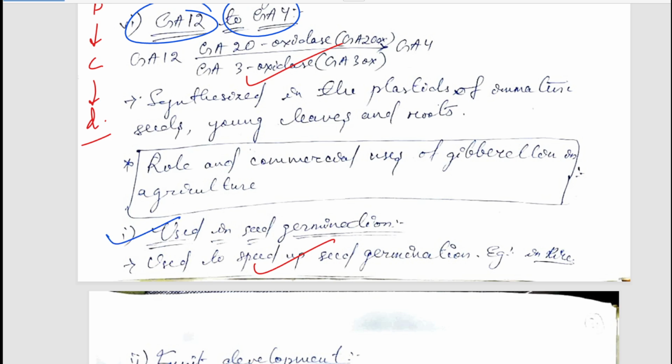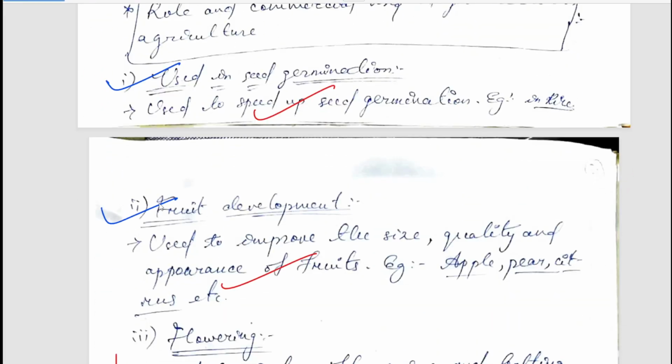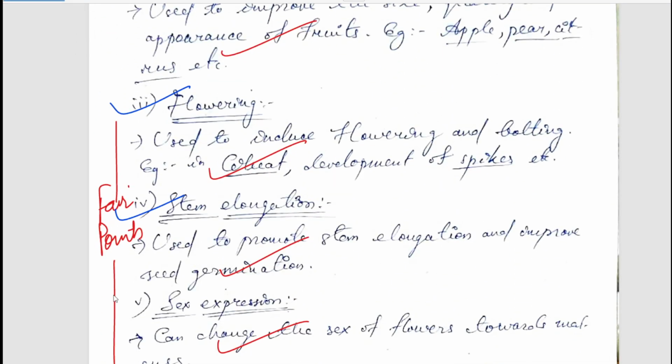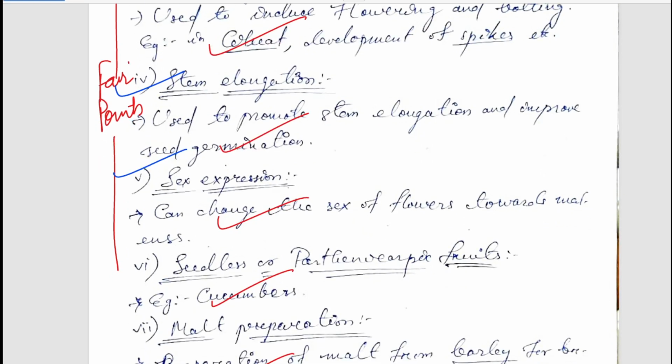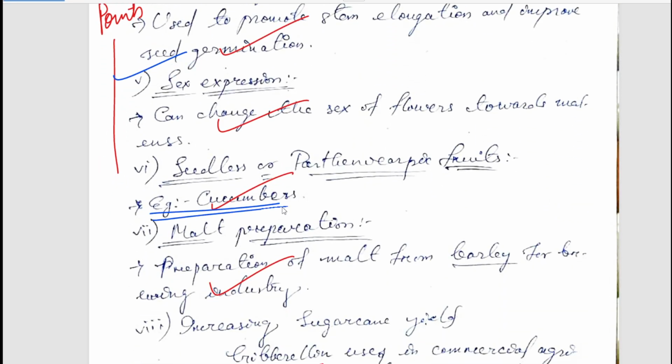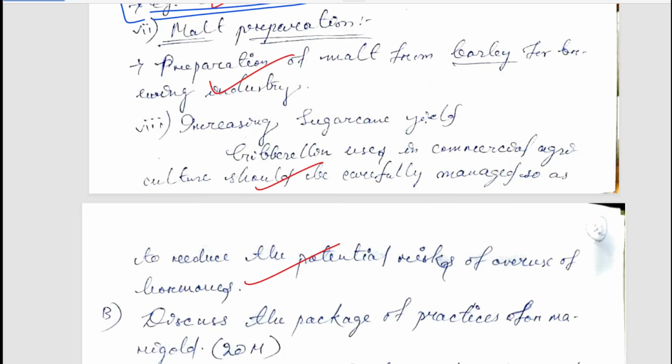It is highly used in seed germination. It is used in fruit development, flowering, stem elongation, sex expression. So these are the basic functions of gibberellins, and I think you should all know it. And you can see wherever the student knows the examples, he has mentioned them. So whenever you write examples, it certainly enhances your answers.